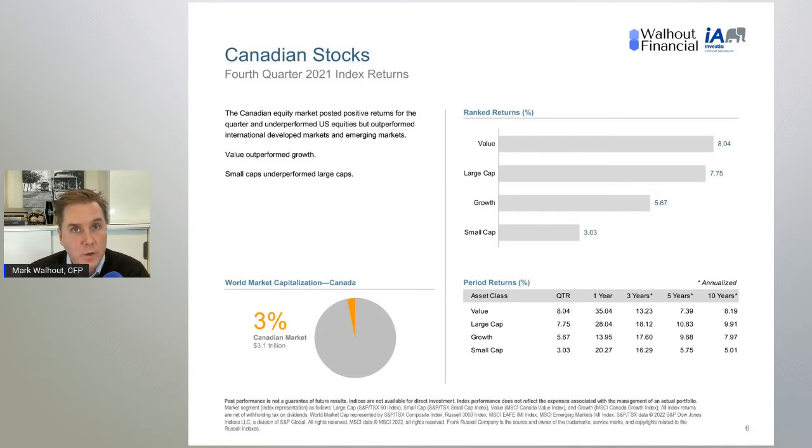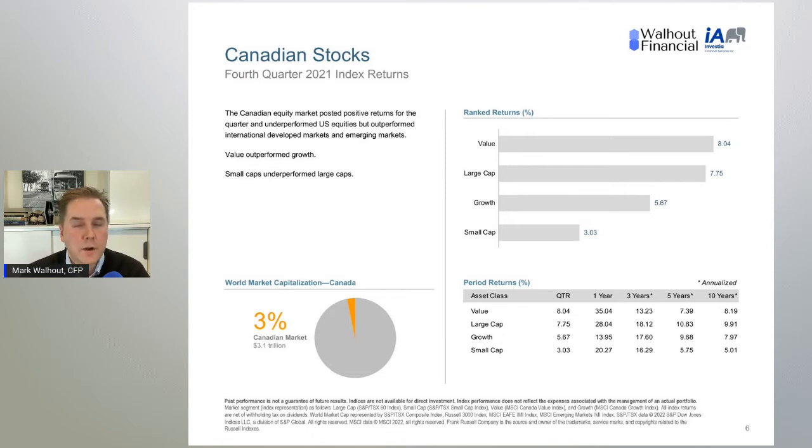The reason that we do this, there's really three reasons. Number one, for tax purposes. Canadian stocks, the dividends of Canadian stocks in particular, have more favorable tax treatment for Canadians than US stocks and international stocks. The second big reason, I think, is behavioral.